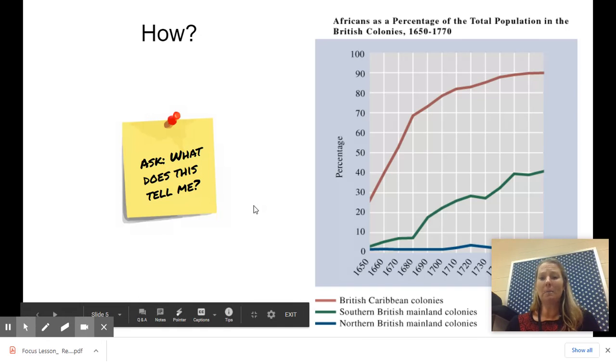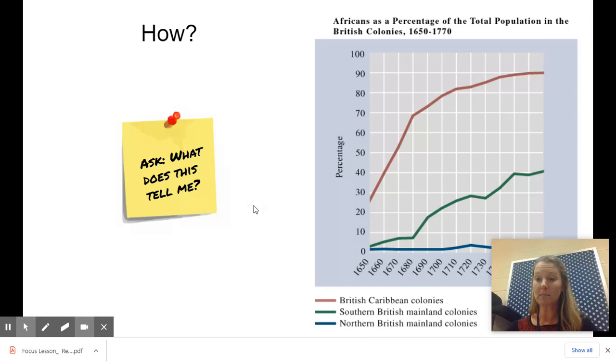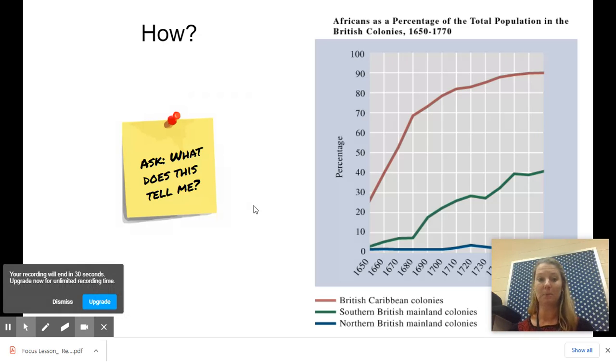So what does this tell me? This tells me that there's one place where the African population stayed steady, and that would be in the northern part. The other two places where it grew were in the southern and the British Caribbean. And that kind of goes along with what I've been learning about, how the enslaved African population continued to grow in the South. And the enslaved Africans were used for labor in the South.